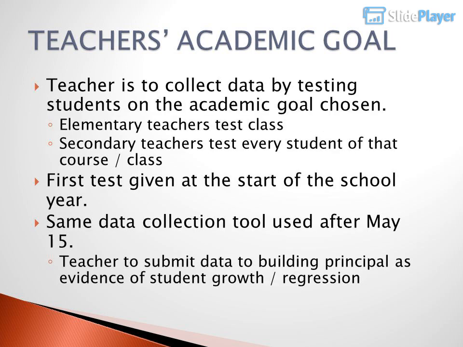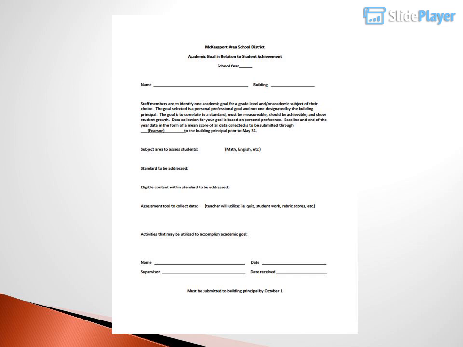Teacher's academic goal. Teacher is to collect data by testing students on the academic goal chosen. Elementary teachers test their class. Secondary teachers test every student of that course. First test given at the start of the school year. Same data collection tool used after May 15th. Teacher to submit data to building principal as evidence of student growth or regression.